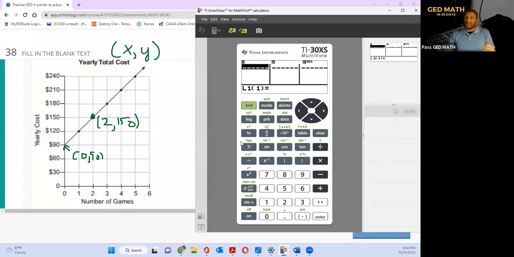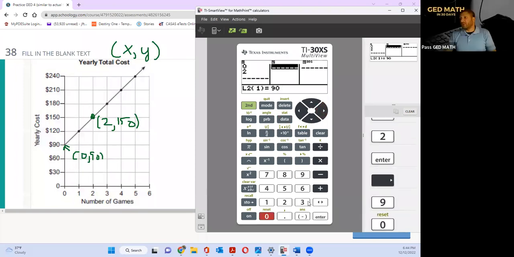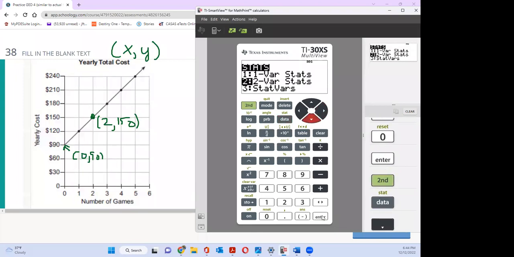Watch this. I'm going to put my X's in the first column: 0, enter, 2, enter. I'm going to put my Y's in the second column: 90, enter, 150, enter. Second, data, 2 variable, calculate.